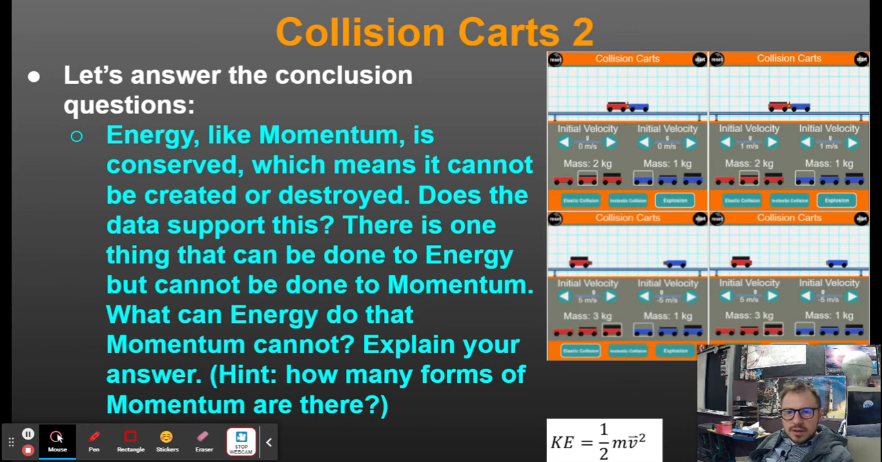So there is one thing that can be done to energy, but cannot be done to momentum. What can energy do that momentum cannot? I'll give you a hint here. How many forms of momentum are there? Only one. We didn't learn about any other forms of momentum. There's only one form of momentum, but there are all different kinds of energy. Think back to that explosion. That kinetic energy came from the chemical potential energy in that bomb. So energy can transform and change into other forms of energy. Momentum can't do that because there are no other forms of momentum, but energy can.